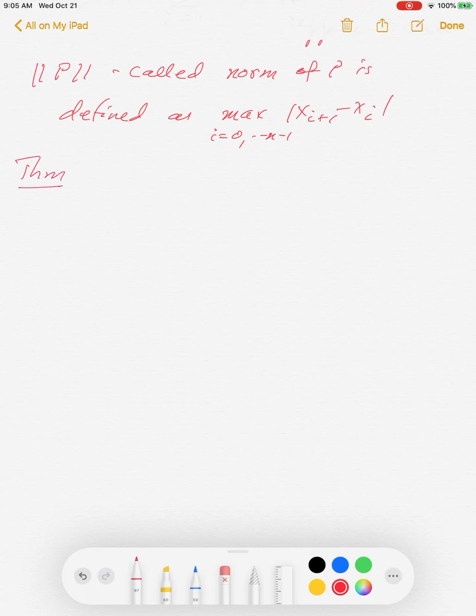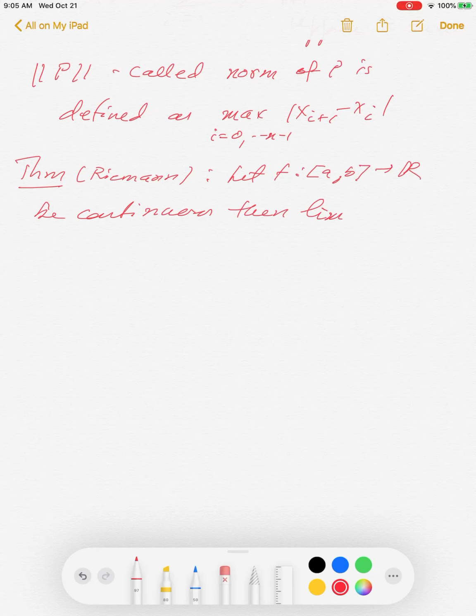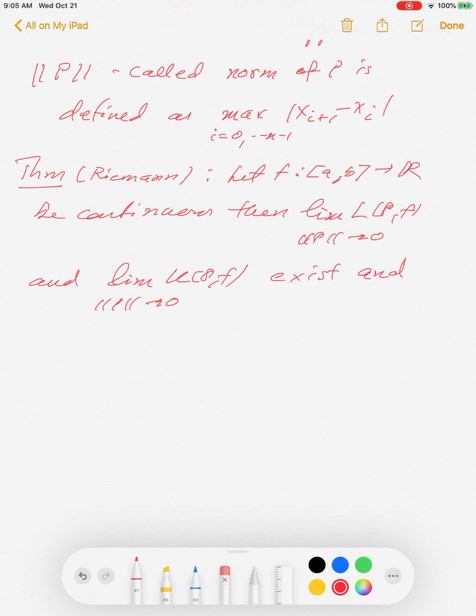So then there is a theorem. This is due to Riemann. Let f be continuous. That's the only assumption that you need. Then the limit of LPF as the norm of P tends to 0 and the limit of UPF as the norm of P tends to 0 exist and are equal.